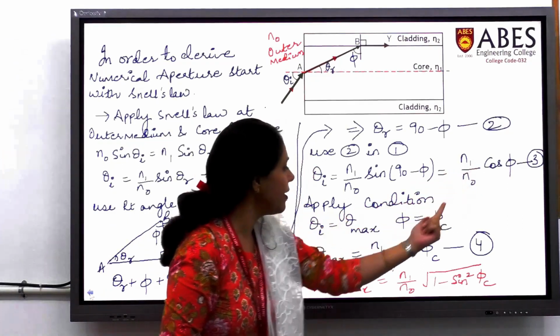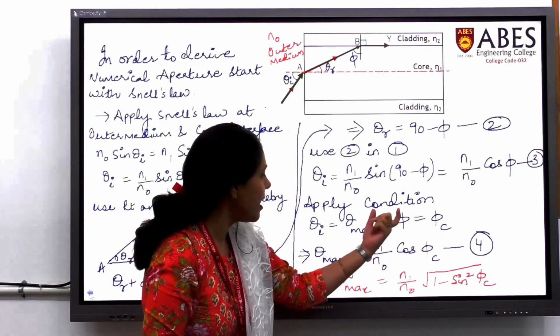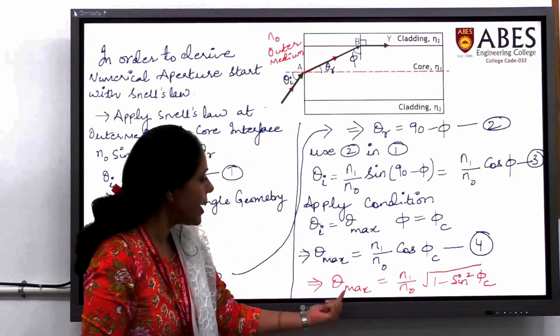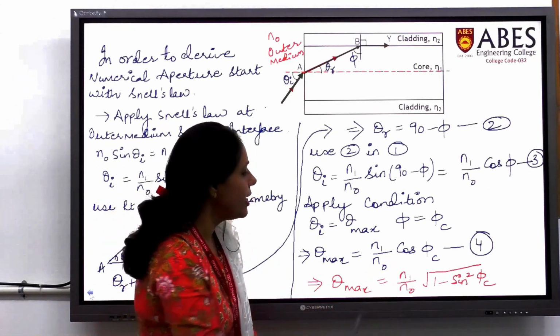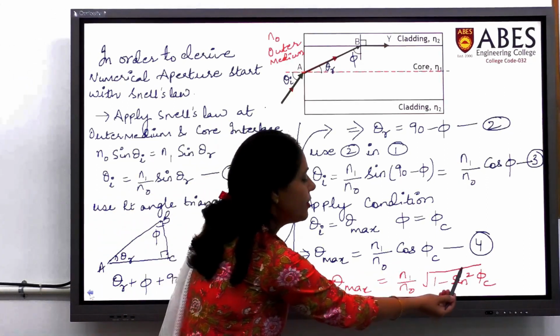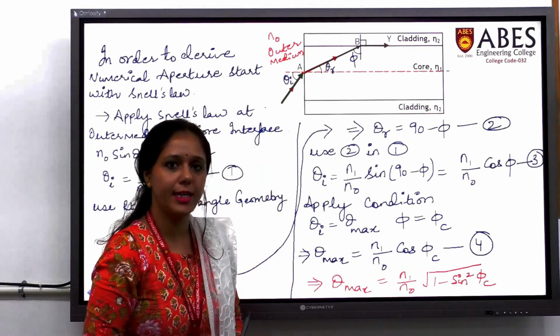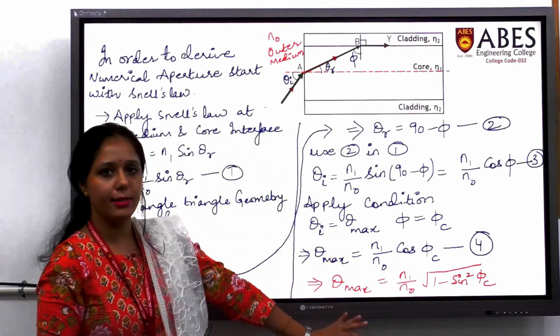Then cos phi, I have changed it to cos phi c by applying these conditions. So theta max will be n1 upon n0. Instead of cos phi c, it will be under root of 1 minus sine square phi c. So this is the role of the first Snell's law.